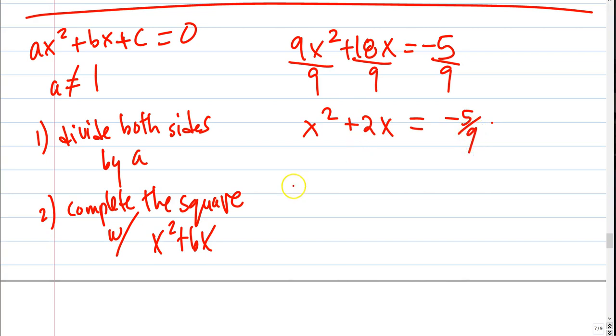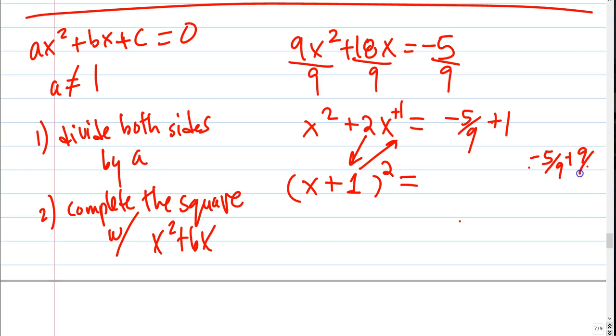Step 2, how do I complete the square? What's my group? X plus b over 2. 2 divided by 2 is 1. Add what to both sides? B over 2 squared. 1 times 1 is 1. Please add 1 to both sides. Equals negative 5 ninths plus 1. Negative 5 ninths plus 9 ninths is 4 ninths.